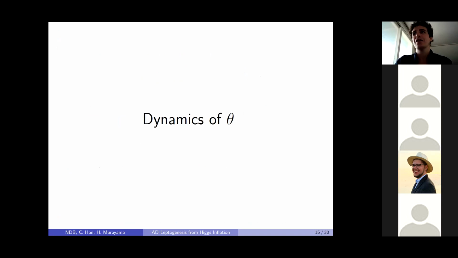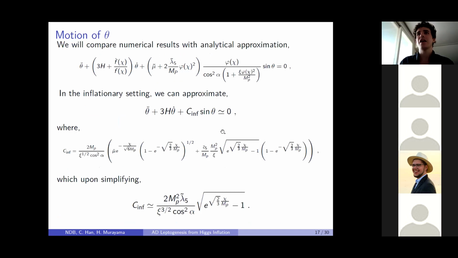Okay, so now that we've got all these pieces together, we can start actually looking at the predictions of this model. And so we're going to look at what sort of motion is induced in theta. So once again, I've written my equation of motion for theta here. And as I already discussed, if we consider this inflationary setting, there are various assumptions we can make. So this phi goes away. I should say I'm showing you the analytical. We solved it purely numerically in the plots we'll show, but I'm showing the analytical reasoning for why the behavior we get is what it is.